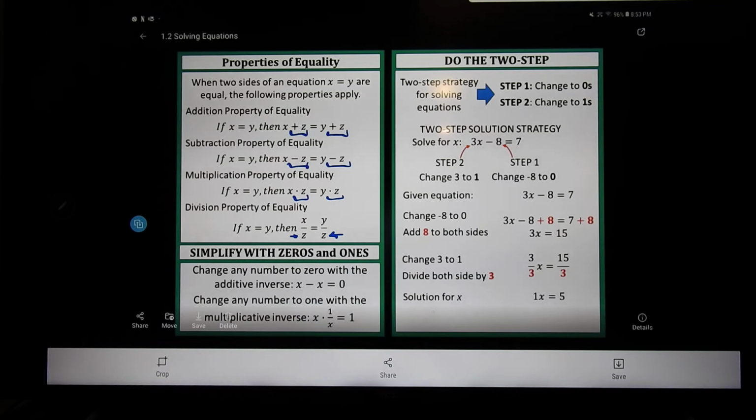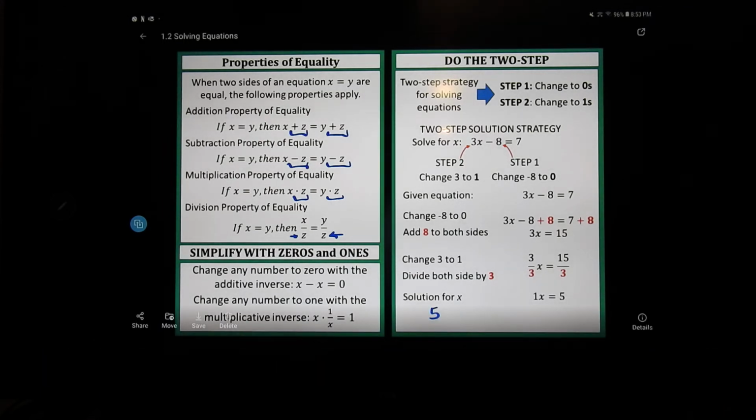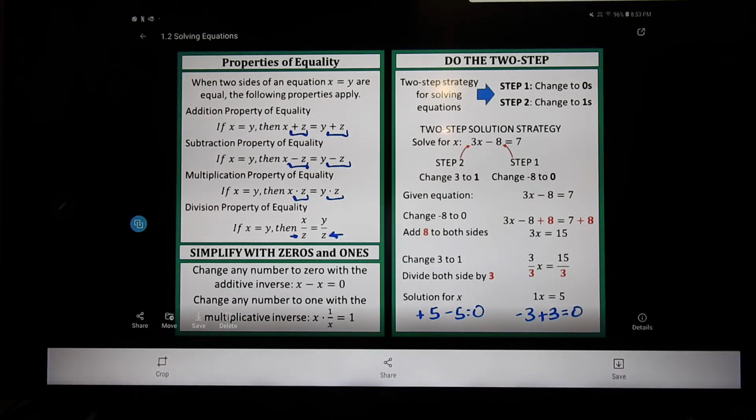So if you have a 5, the way you change it to 0 is you subtract 5. If you have a negative 3, the way you change that to 0 is adding 3. Notice that these are the additive inverse of each other, or the opposite. Plus 5, the opposite is minus 5. Minus 3, the opposite is plus 3.